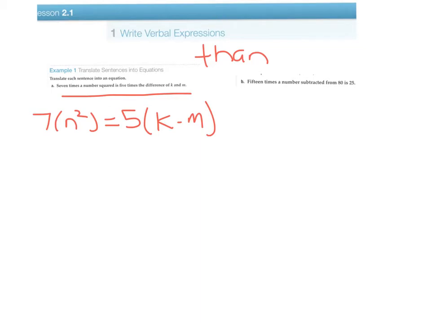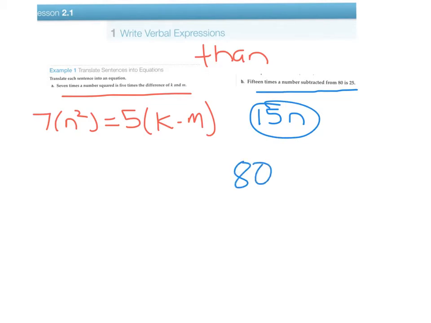Let's look at this problem. 15 times a number subtracted from 80 is 25. So 15 times a number, now it's not a subtraction, it's actually taken away from 80. So I'm going to have to write the 80 first minus the 15n, and "is" always equals 25. So notice that just because I read it as 15, you need to understand the word "from." So we have to take 15 times n from the 80.